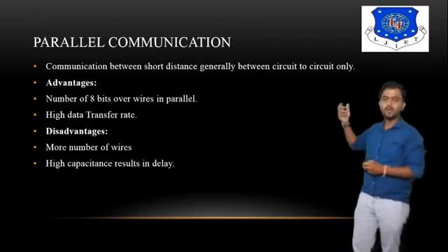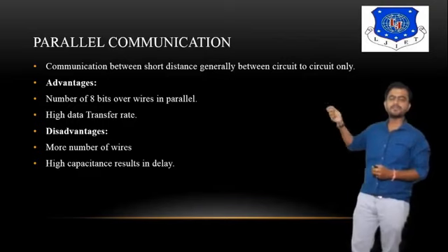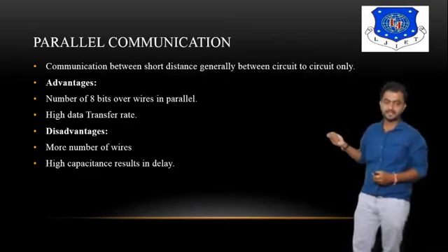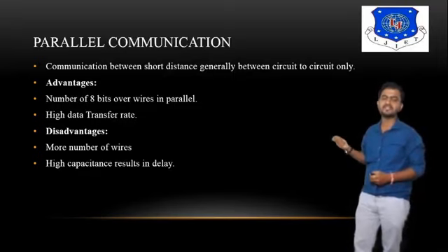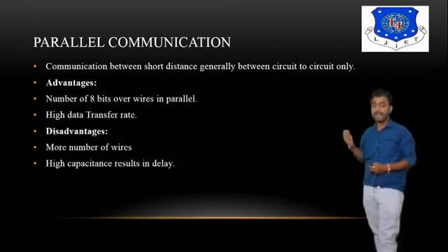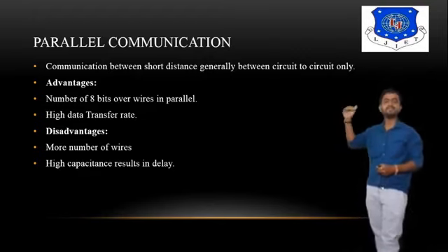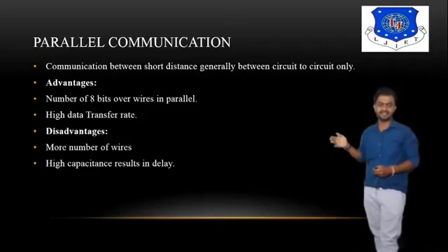So let's see what exactly the advantage of parallel communication is. A number of 8 bits go over the wire in parallel, giving a high data transfer rate. What exactly is the disadvantage? More wires and high capacitance result in delay, and also a packet loss ratio because of the delay. So here we have highlighted only a few advantages and a few disadvantages.